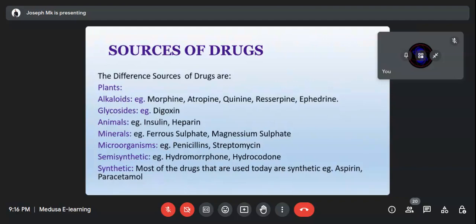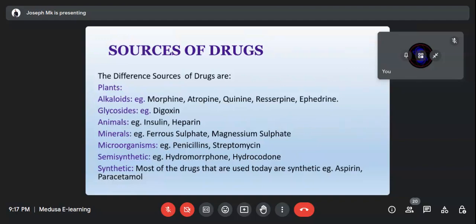Then again, apart from plants, you can get drugs from animals. For example, a common example is insulin. Insulin, we all know that insulin comes from animals. So this is an example you can give on animals as the source of drugs. Then minerals, this one also we know it's actually a common one. For example, ferrous sulfate and magnesium sulfate. These ones are minerals. So minerals can also be a source of drugs.